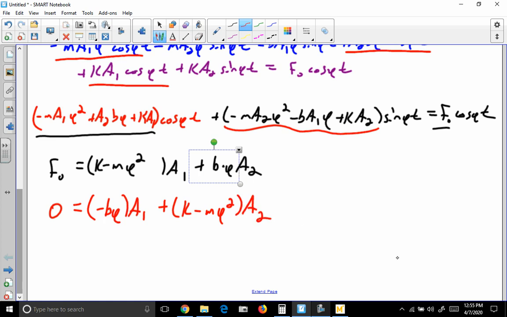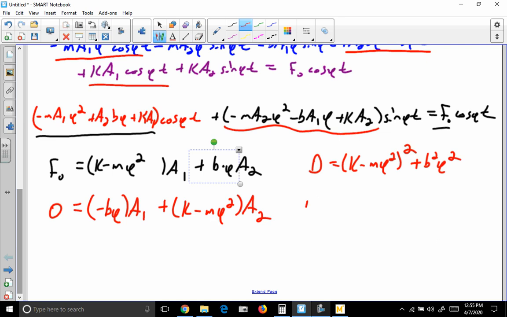We can solve that system of equations by using Cramer's rule. Our general determinant: if we take this coefficient times that one, we'll have k minus m gamma squared times itself, minus this product. If we're subtracting and that's negative, we end up adding b gamma times b gamma, so b squared gamma squared.